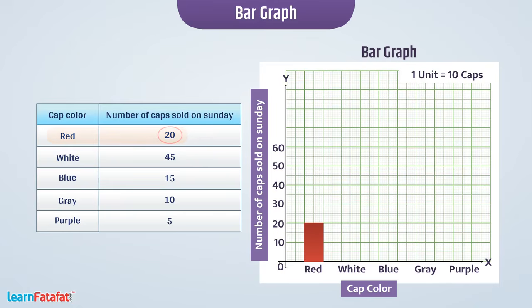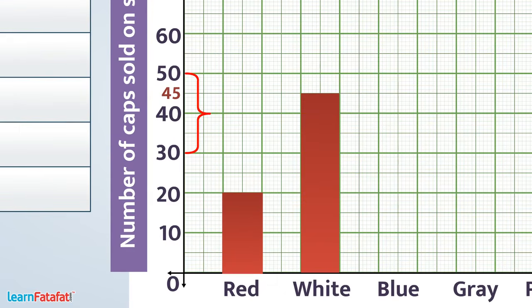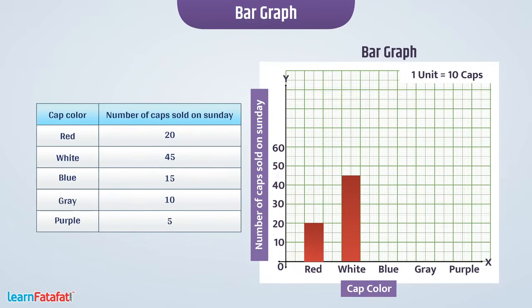Similarly, for representing 45 white caps, we draw a bar extending from 0 to 45 on vertical axis. Here, note that any two divisions have 10 subdivisions. So, 45 will be represented by 4.5 units. This is how we can represent all the data on the bar graph. The advantage of bar graph is we can represent data much easily as well as in less time.